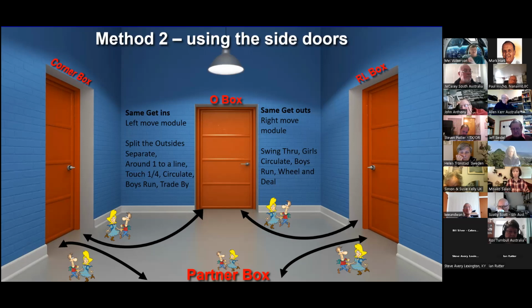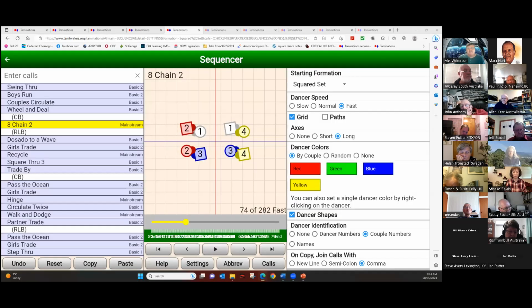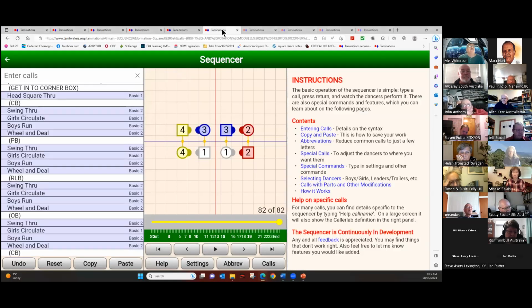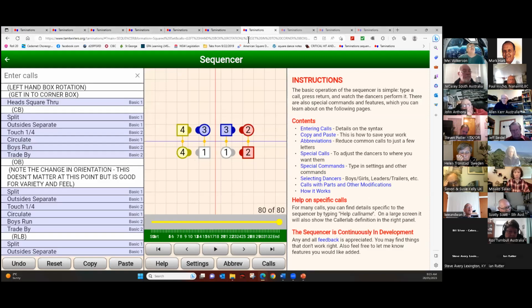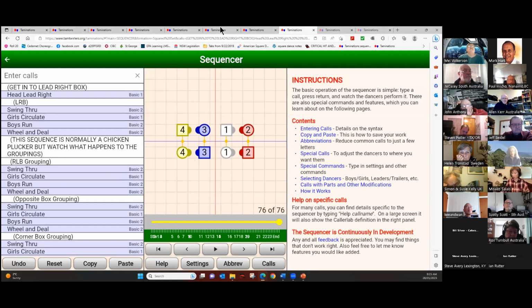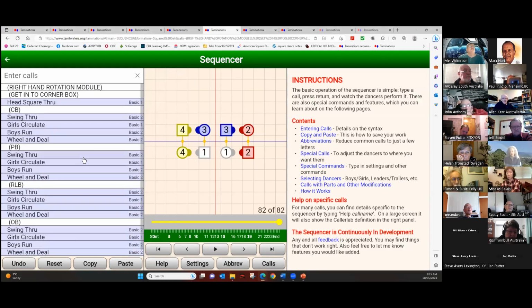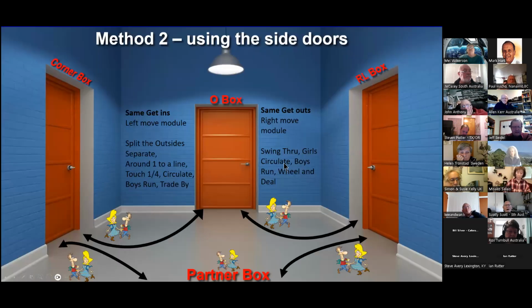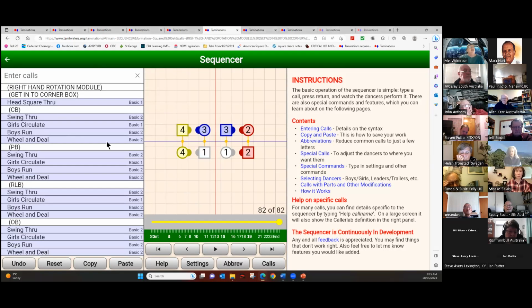When Bob gave his presentation, he covered a lot of material in here. But right now, all we want to do is cover the basic material going in and out. So for instance, okay, we're going to look at that right-hand lady rotation: swing through, girls circulate, boys run, wheel and deal. That's the module we want to look at. Swing through, girls circulate, boys run, wheel and deal.